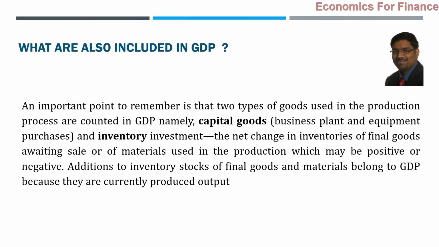Then, are these the only things which are included? Yes, there are so many other things also which are included here. Most important of them are two things. One is capital goods and the second one is inventory investment. Those are also included in GDP in addition to the final value of the goods and services which are produced for final consumption. Capital goods are not generally called final goods. They cannot be because they are used for something else.